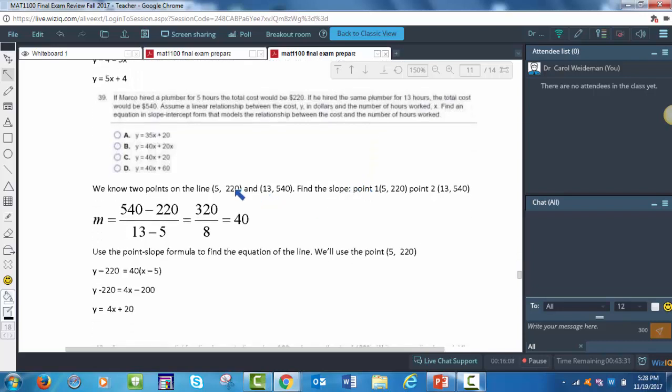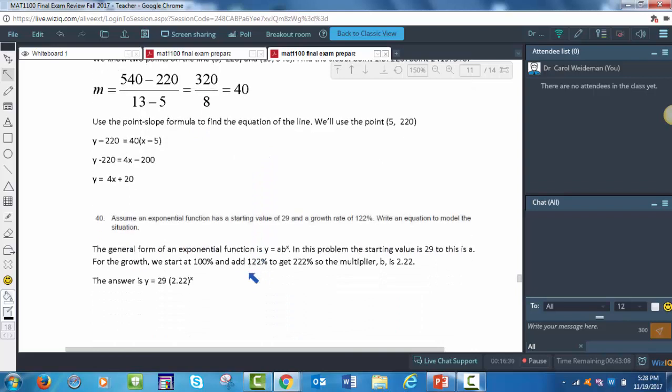All right, so I've got 2 points on the line, (5, 220) and (13, 540). I'll select this as point 1, this is point 2. Find my slope. My slope comes out to be 40, and then I'm going to use my point-slope formula to find the equation of the line, and I chose to use the first point. And if I simplify it, I come out with y equals 40x plus 20, and I can check and make sure those 2 points actually lie on that line.